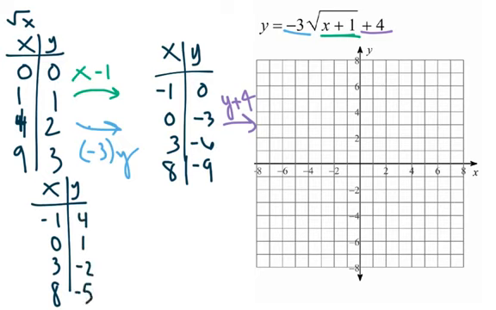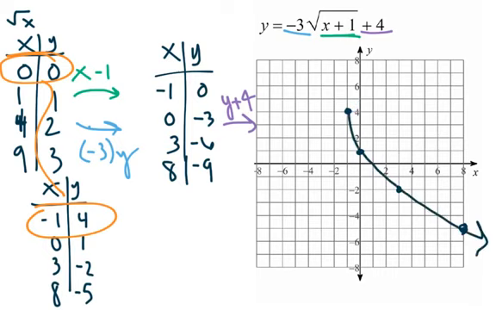Okay. Now it's just a matter of plotting our points. -1, 4, 0, 1, 3, -2, and this one actually fits, 8, -5. Now we've just got to connect our points, keeping in mind that our starting point is the -1, 4 point, because that's what 0, 0 got transformed into. So we will start at -1, 4, and kind of draw that through our function here.